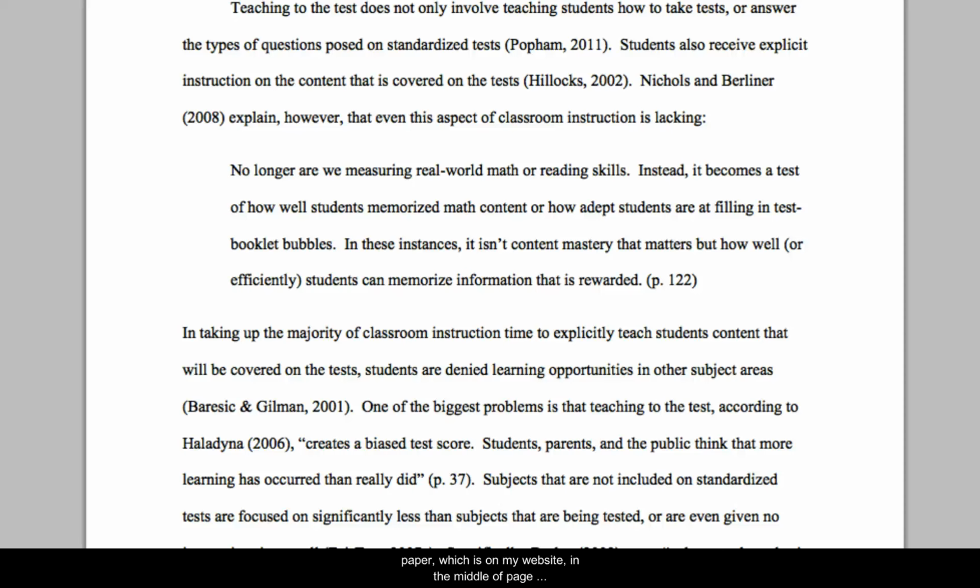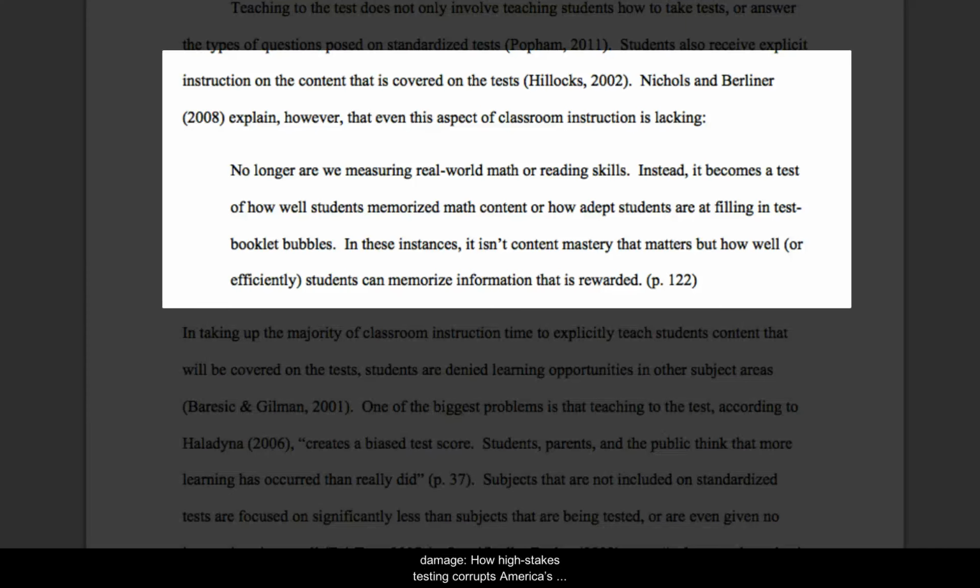In the middle of page 9. This particular block quote is from a book written by Nichols and Berliner, titled Collateral Damage: How High-Stakes Testing Corrupts America's Schools. The book was published in 2008. The setup sentence and the direct quote are as follows. Nichols and Berliner, 2008, explain, however, that even this aspect of classroom instruction is lacking.